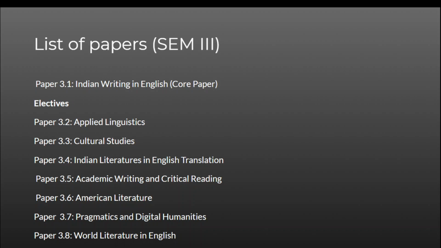Paper 3.2 is Applied Linguistics. Paper 3.3 is Cultural Studies. Paper 3.4 is Indian Literatures in English Translation. Paper 3.5 is Academic Writing and Critical Reading. Paper 3.6 American Literature. Paper 3.7 Pragmatics and Digital Humanities. And Paper 3.8 World Literature in English.